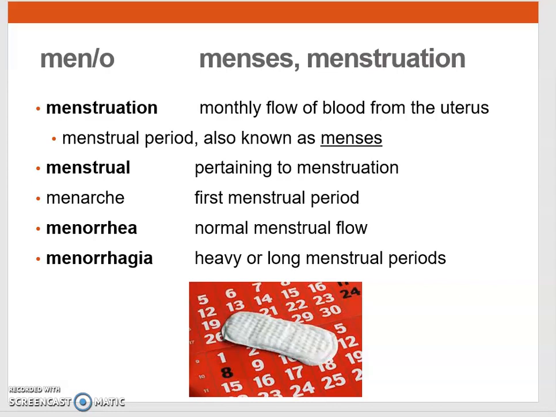Menarche is the first menstrual period. Menorrhea is a normal menstrual flow. And menorrhagia is a heavy or long or prolonged menstrual period. So we have the rhea and the ragia there. Now we're applying them directly to the female anatomy.